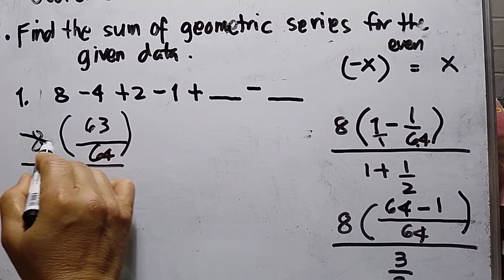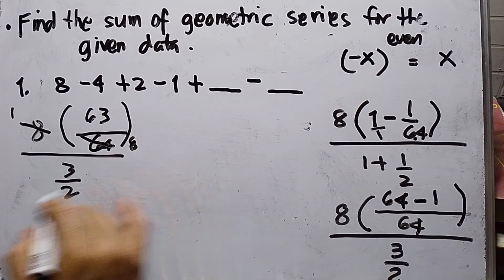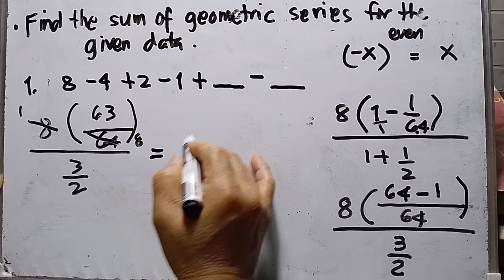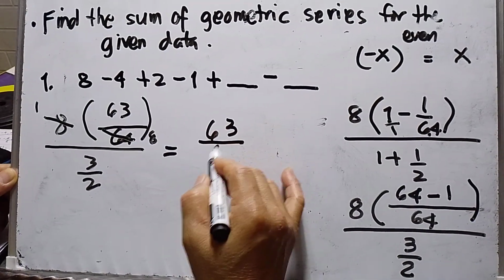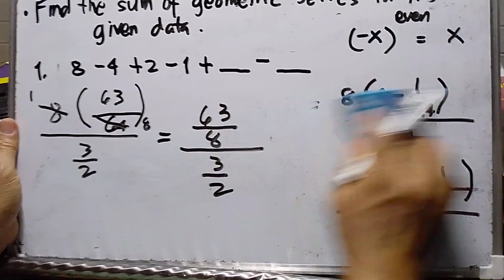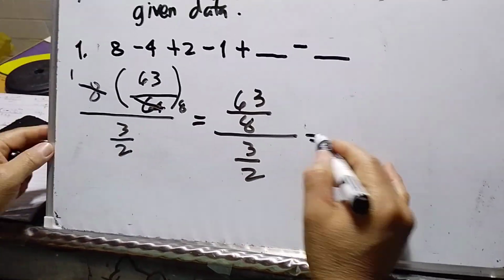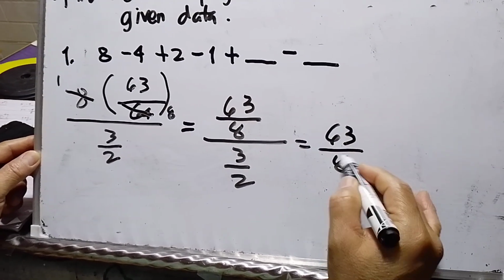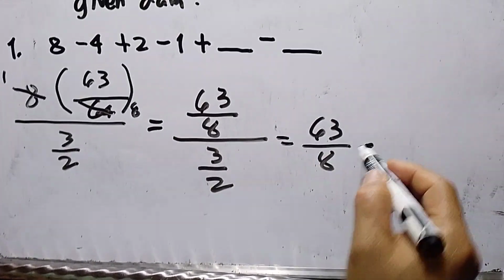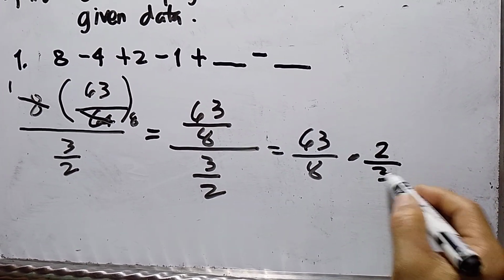So divide by 8 is 1, and divide by 8 is 8. So I have here 63 over 8, then over 3 over 2. Since this is a complex fraction, we need to simplify this one. So 63 over 8, and then change this to multiplication, and flip 3 over 2. This will be 2 over 3.